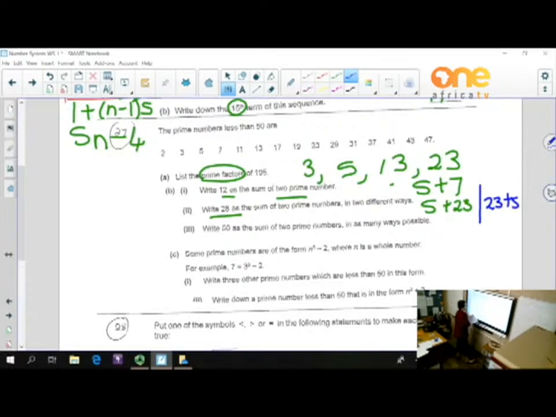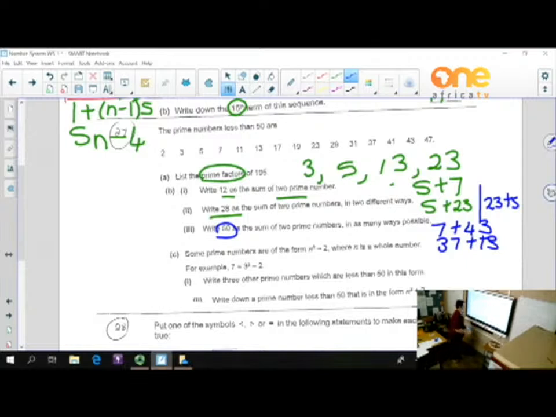13, 5 plus 23. Okay, and then write 50 as the sum of 2 prime numbers. So it could be 7 plus 43, 37 plus 7 will also work. No, 37 plus 13. And there might be more. You can try them there.